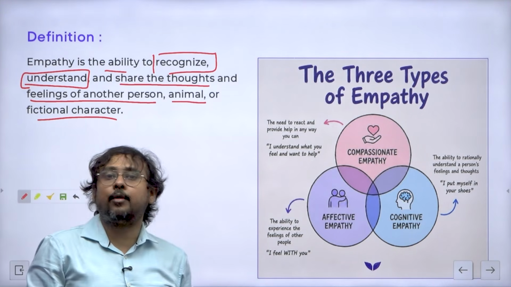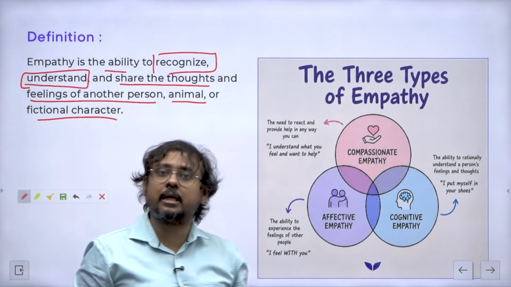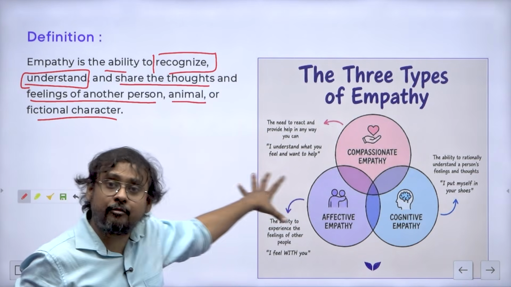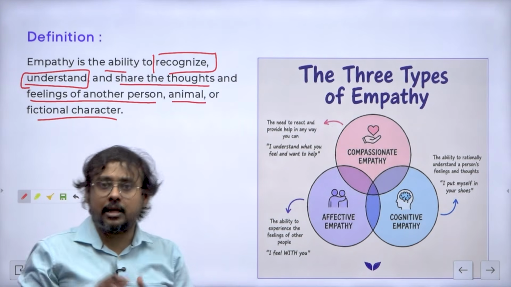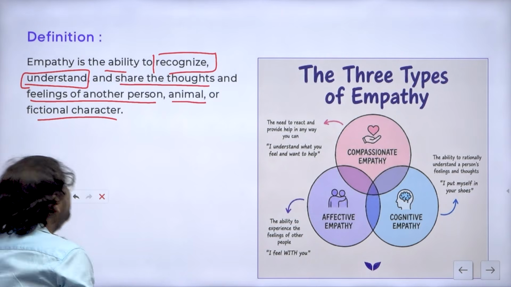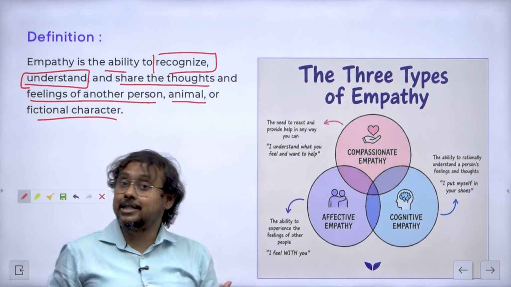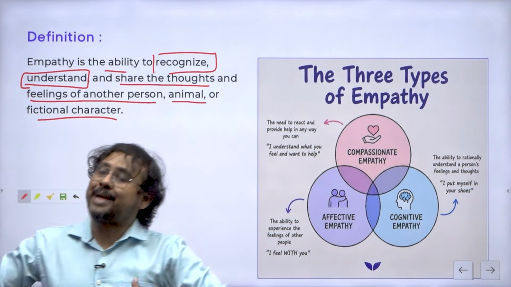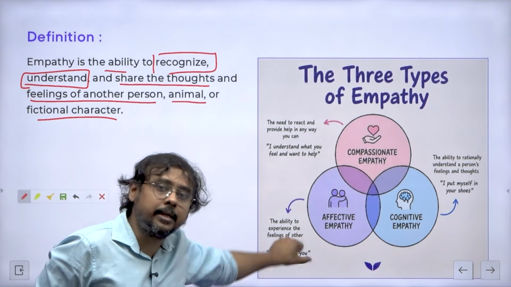Each and every word is important when you are writing or when you are quoting this particular definition. If the question demands, we have to mention each and every word. And let's understand these words. Ability. So first of all, it's an ability. Of course, it's an acquired ability, right? If you practice, empathy is an acquired ability, right?